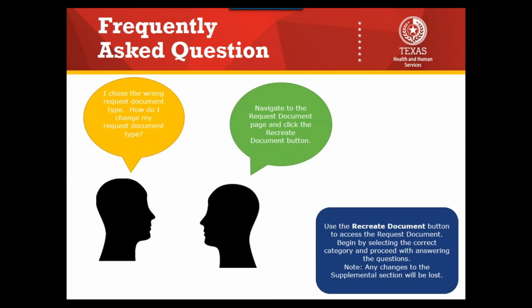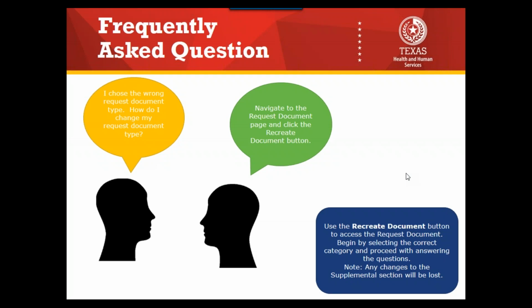What if I chose the wrong request document type, right? What if I chose 06 general purchase when I actually should have chosen category 01 for a training, right? What in those situations happens? What you would do is you'd actually click the recreate document button on that screen where we were at when we're choosing our wizard questions.